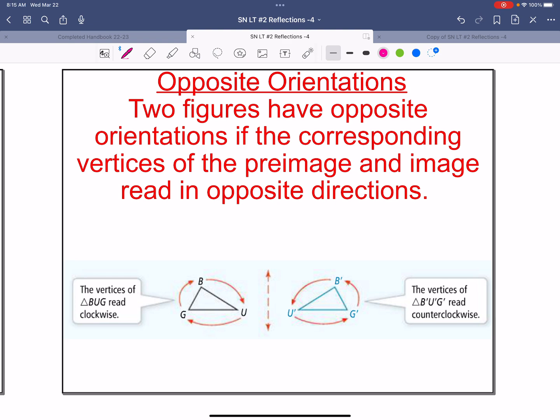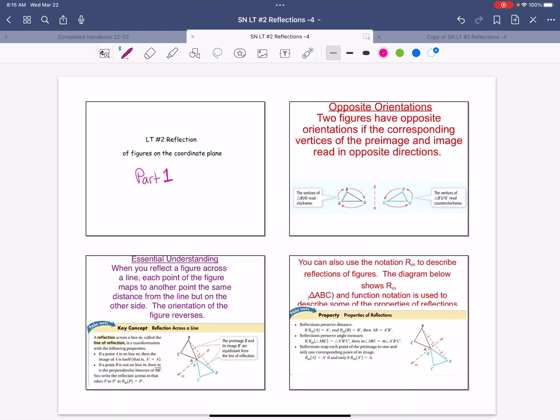Opposite orientations. Two figures have opposite orientations if the corresponding vertices of the pre-image, which is where you have the original figure, and the image, where it ends up, read in opposite directions. So you can see here that when you reflect, you get an opposite orientation.